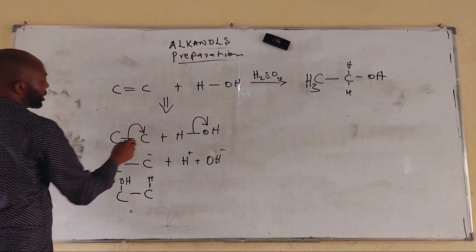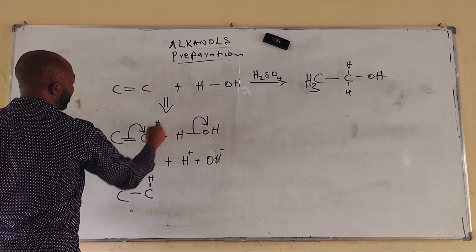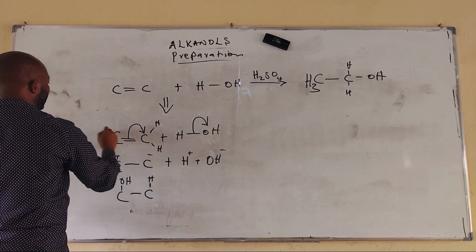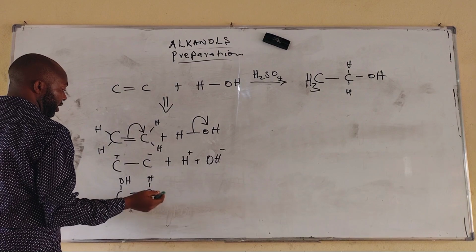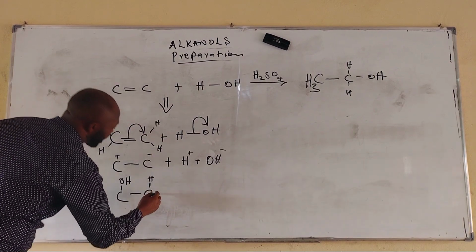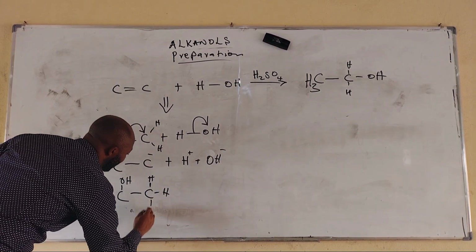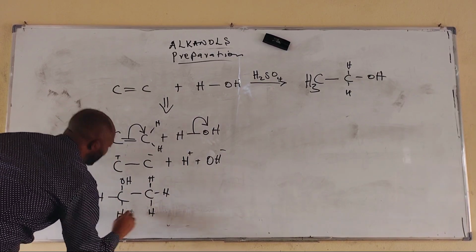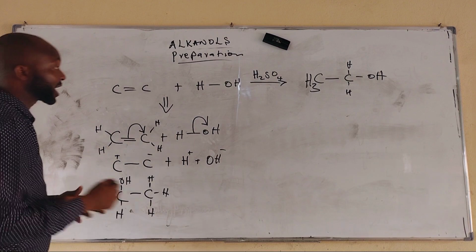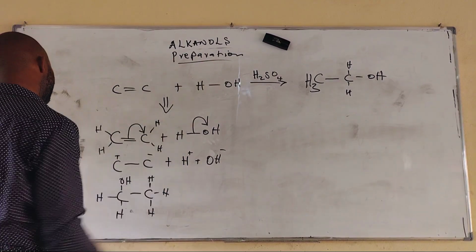So this becomes my hydrogen. So remember, there were two hydrogens here. Don't forget that, even when I don't put them. These two hydrogens are there already. So this side I put my two hydrogens that were there, and this side I put my other two hydrogens that were there. This is ethanol. So this is the mechanism that takes place to give us that ethanol.